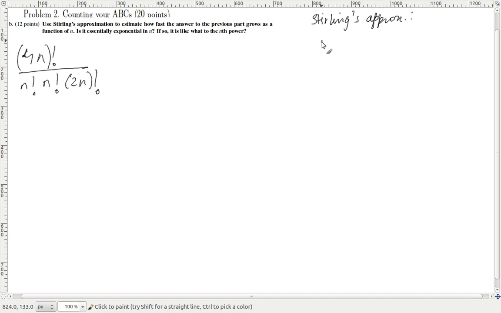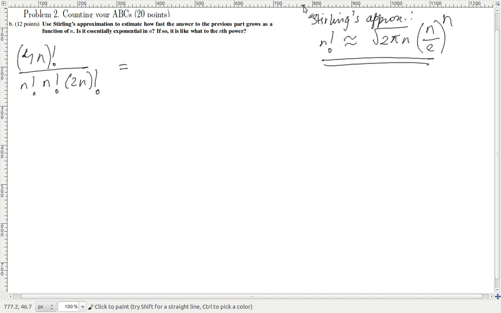n factorial for large n can be approximated to root of 2 pi n times n over e to the n, right? So this is Stirling's approximation. Now we need to use this to approximate whatever answer we have from part A. Now this is just quite literally plugging in the values of Stirling's approximation for the numerator and the three terms in the denominator. So why don't we just start doing that?